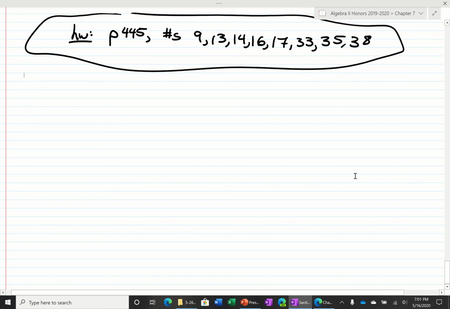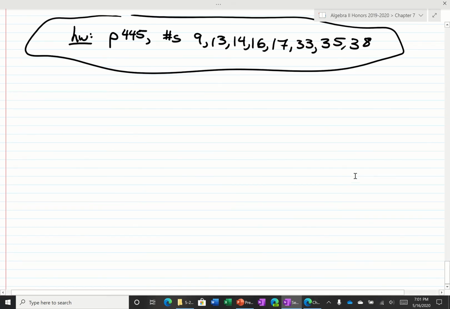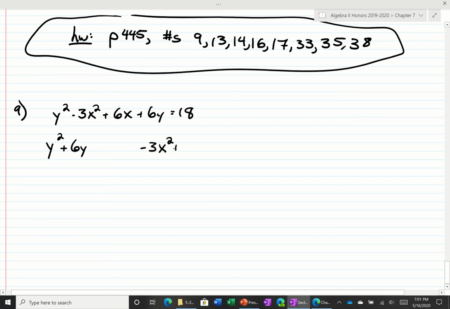Okay, so let's take a look at the Hyperbolas Homework. We'll take a look on page 445, number 9. See what we have going on over here. Number 9, it's similar to what we had in class, where we have y squared minus 3x squared plus 6x plus 6y is equal to 18. Now, it's always a good idea to have the negative terms come later. Just from the class example, you know that's going to happen anyway, so we'll just put x over here for now.